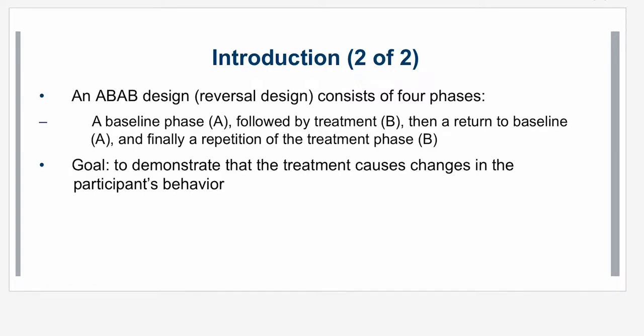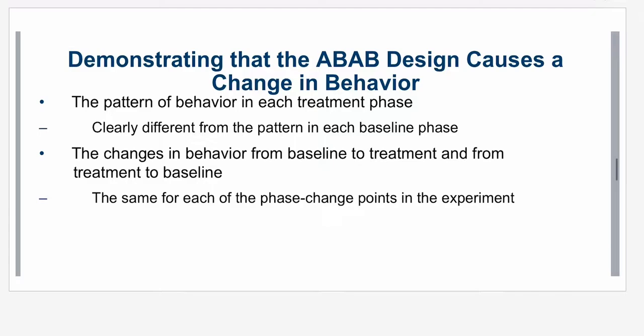Well, how do we do that? We have to see that the pattern of behavior is clearly different in each phase. So the baseline phase to the treatment phase, there should be a clearly different pattern of behavior there. When you go back to the baseline, again, it should change back again in a clear patterned way. And then when you go back to B again, to the treatment phase again, you should see that same pattern, right?